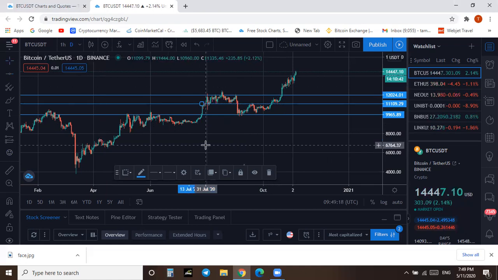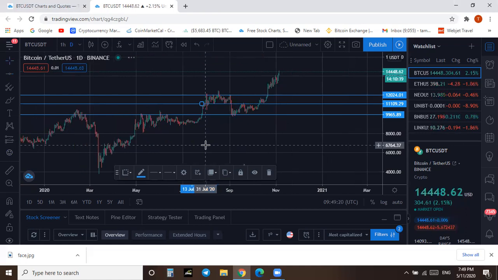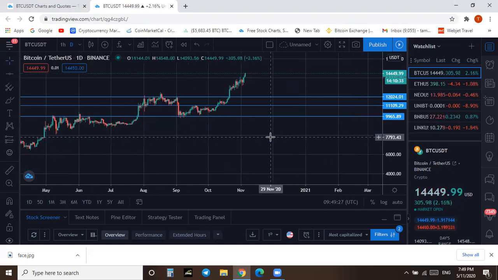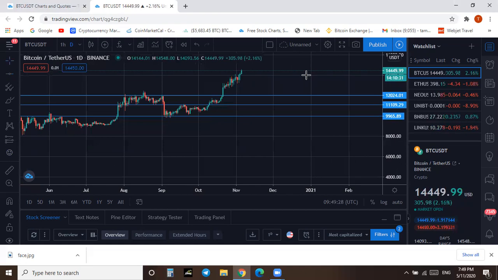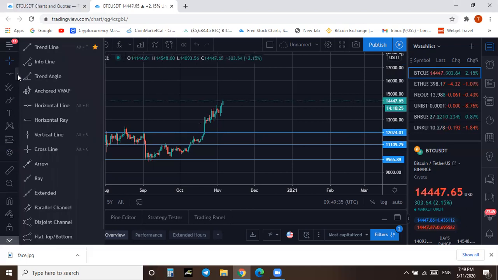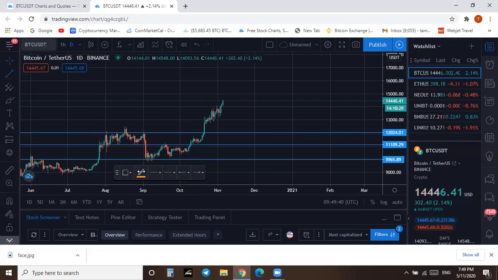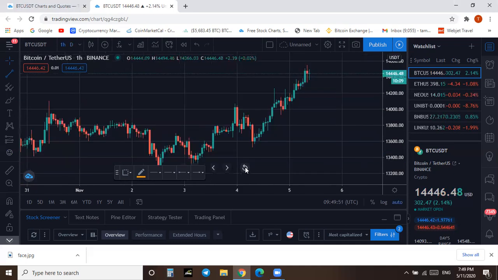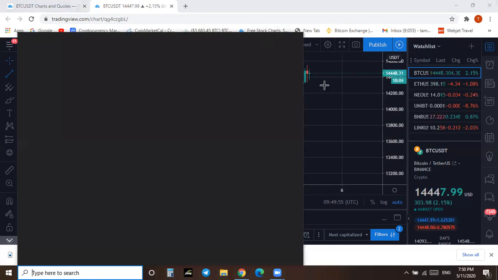So my main focus is pretty much, there's not much structure in Bitcoin at the moment. So I'm just going to show you what I want to do anyway. To get these lines, just come over here. It's the second one down. That's all I do. I don't use much other stuff. Too much noise kind of gets in the way. So I found the main support areas, and then I'll zoom in. I'll go to the hourly, and this is what we have. Sorry, let's move this out of the way.